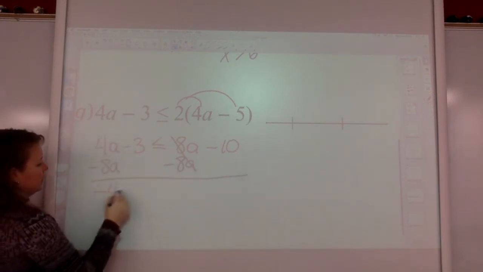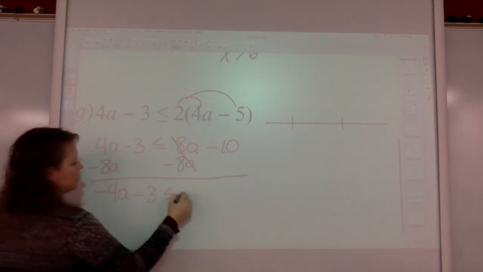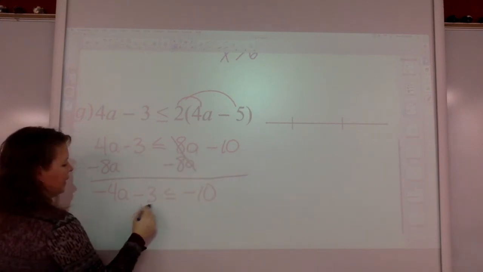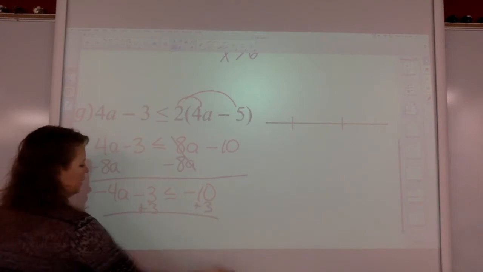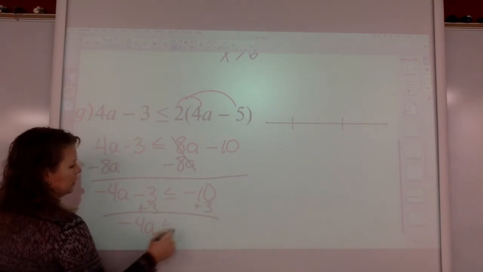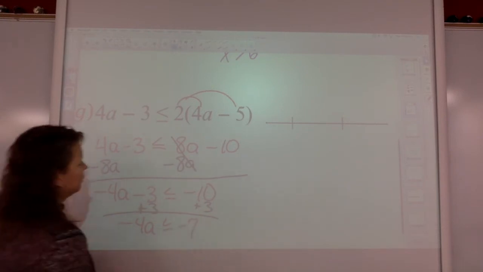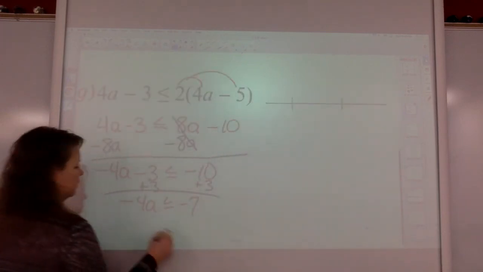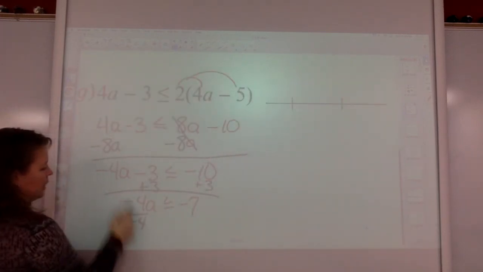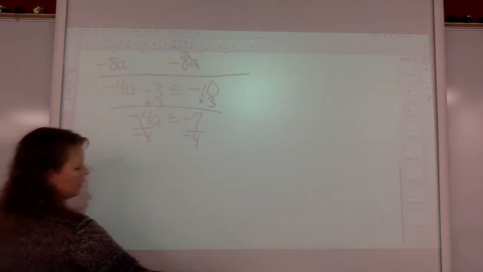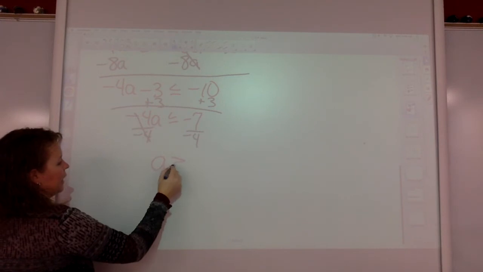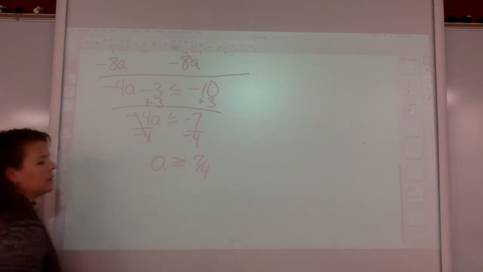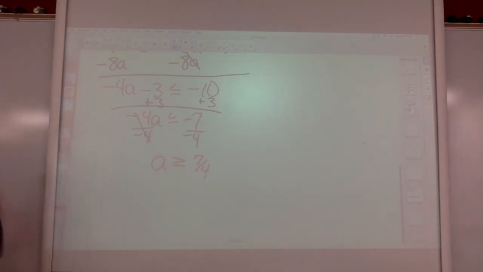4 minus 8 is negative 4a. Minus 3 is less than or equal to, don't lose your negative. Negative 3, negative 10. Add 3 to both sides. You get negative 4a is less than or equal to negative 7. Okay, divide by negative 4. Dividing by a negative, you get a. Flip the sign, divided by a negative. A negative divided by a negative is a positive, and we don't want decimals. So leave that as a fraction.